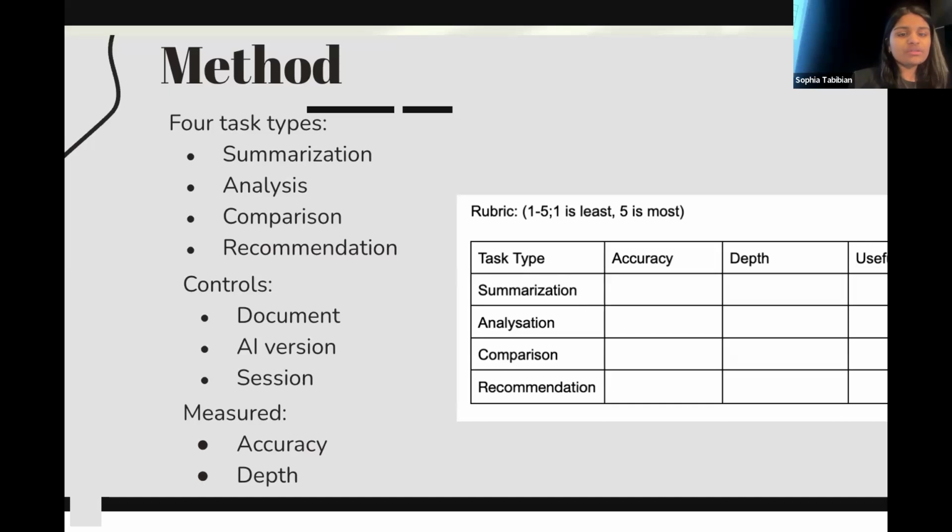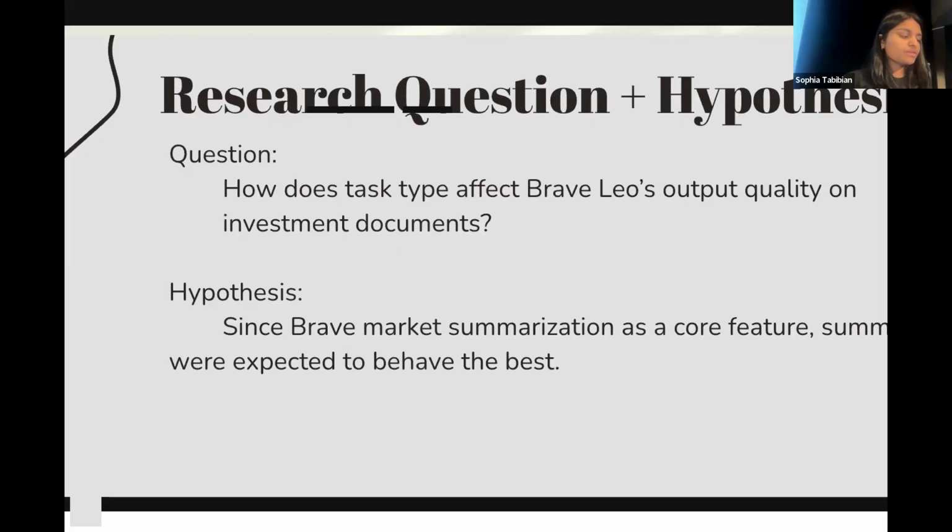This is the rubric that I used, and it's from 1 to 5, where 5 is the most bias or the most usefulness, and 1 is the least. My research question guiding this experiment was: how does task type affect Brave Leo's output quality on investment documents? Since summarization was one of the tool's main advertised features, my hypothesis is that summarization would produce the strongest results. Part of the purpose of this project was to test whether this is actually true and whether the tool holds up to the expectations it was advertised with.